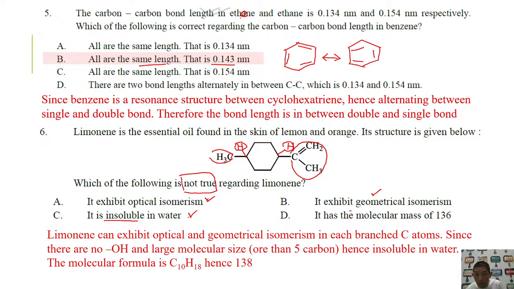And in terms of molecular mass, it says 136. If you calculate properly, this is a CH2, this is also CH2, CH2 and CH2. So the total molecular formula here is C10H18, hence 138. So it's not 136. Therefore the molecular mass is 138, and therefore D is not true. So the best answer here is D.